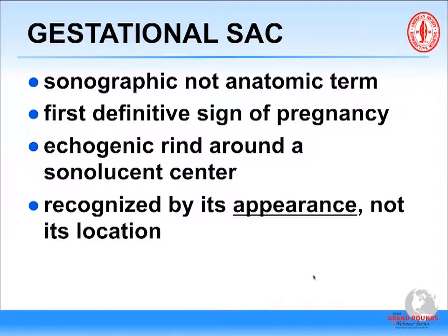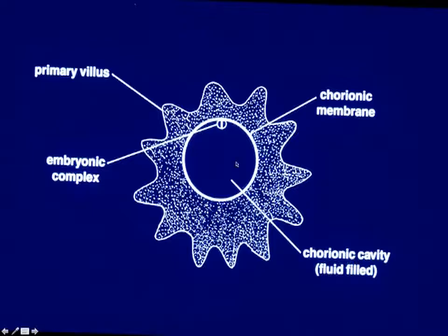Gestational sac, something we use all the time, not an anatomic term. Nowhere in the embryology books do they talk about a gestational sac. This was a sonographic invention by early sonologists and sonographers to distinguish the true intrauterine pregnancy from the so-called pseudosac of ectopic pregnancy. It's characterized by an echogenic rind around a sonolucent center. And we recognize it, as you recognize anything, by what it looks like, by its appearance, not by where it's located. So here's a cartoon.